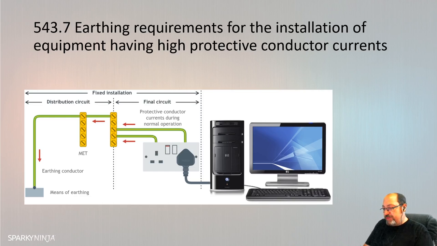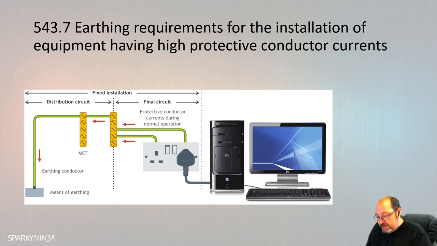DOT 202. Equipment having a protective conductor current that exceeds 10 milliamps will be permanently wired to the fixed installation, or have a flexible cable and plug to 60309-2, in which case the cross-sectional area will be 2.5 mil for plugs at 16 amp and no less than 4 mil for plugs above 16 amp. And the protective conductor will be sized the same as the line conductor, which in a flex it will be anyway. Or three, you have an earth monitoring system. Okay, so those are stricter requirements.